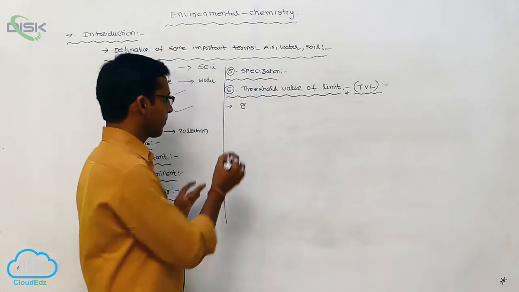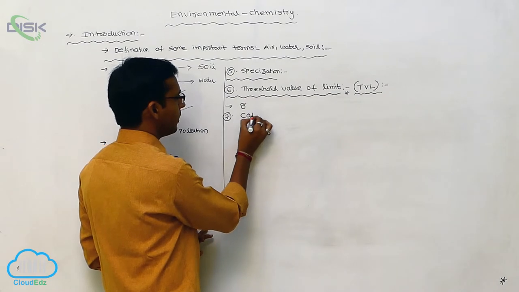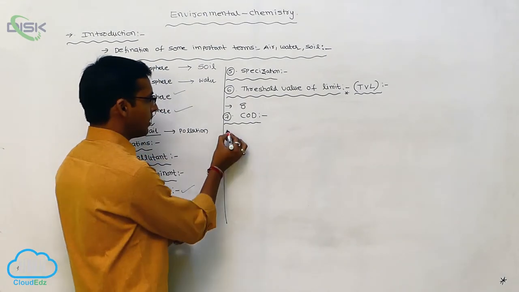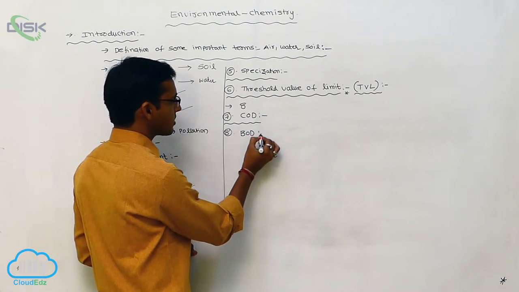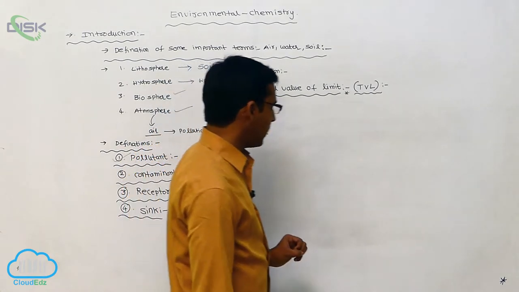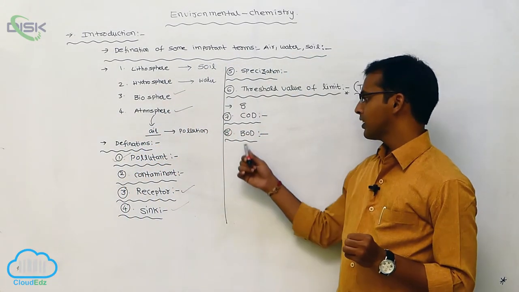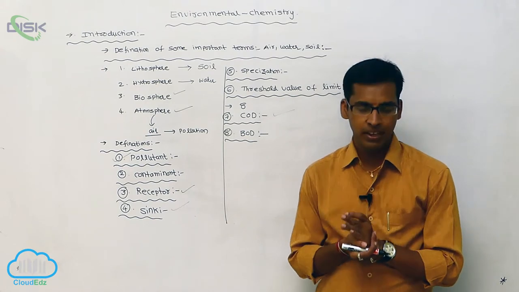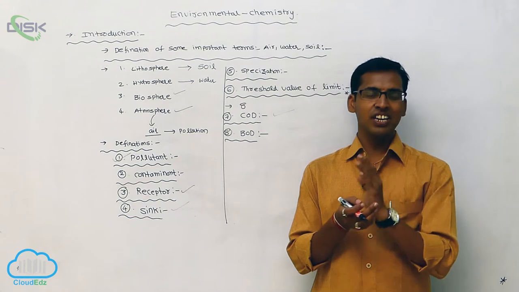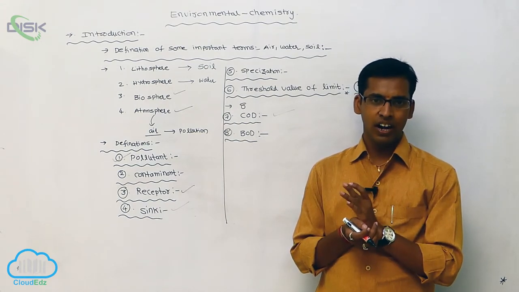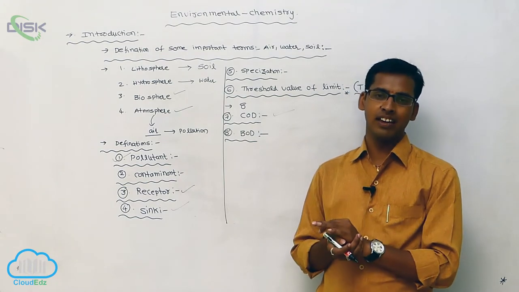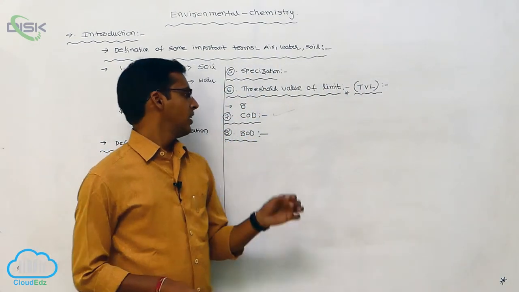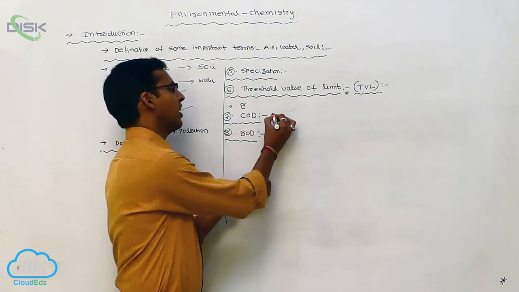Now the next one is COD, chemical oxygen demand. Our eighth one is BOD, biochemical oxygen demand. So what is COD and BOD? In that, the first one, COD, chemical oxygen demand, means the oxygen required to oxidize a chemical substance. When a chemical substance undergoes oxidation, the required amount of oxygen is called COD.